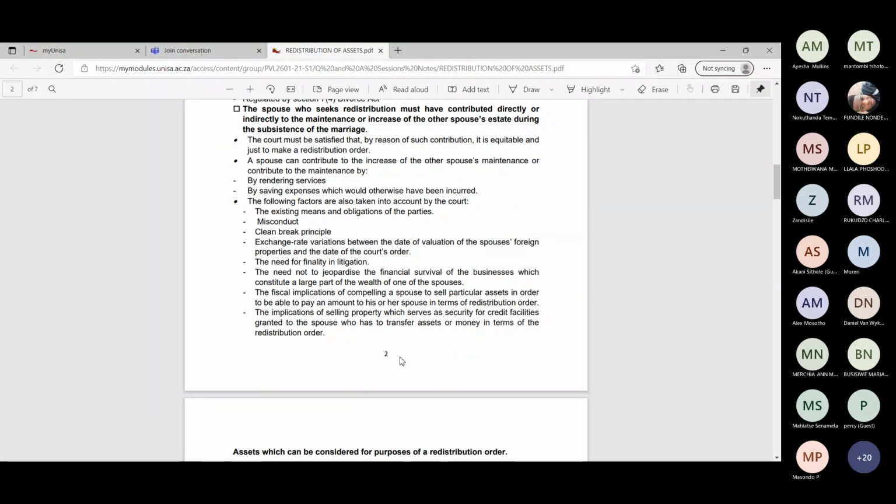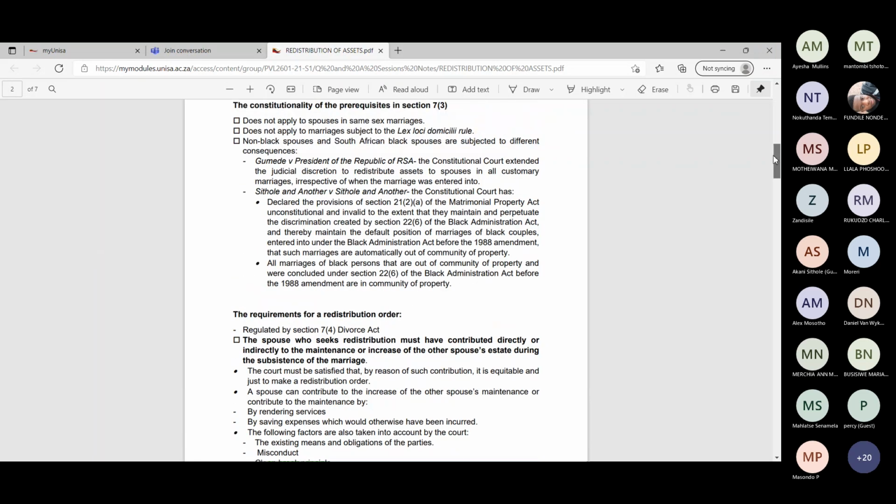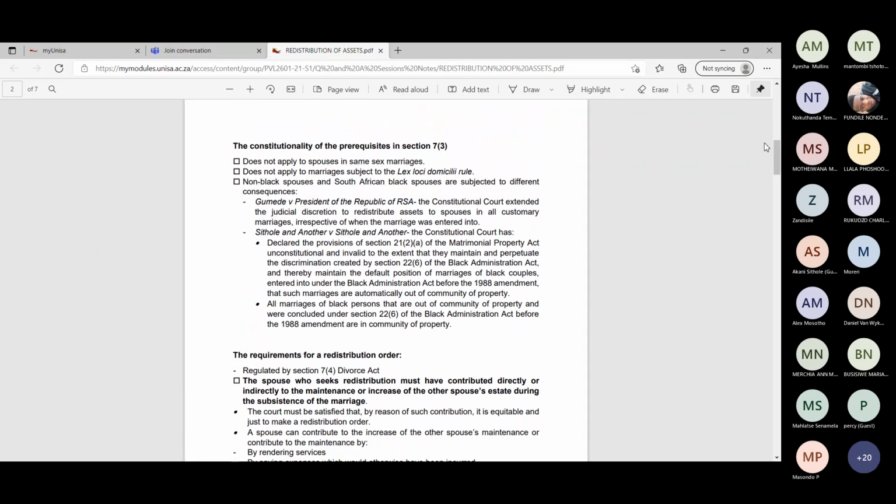Is it fair that in the upcoming examination, we are tested on a 2021 court judgment that is obviously not in the study material that would have been developed prior to 2021? No, I don't think you're going to get a case regarding Sithole versus Sithole.